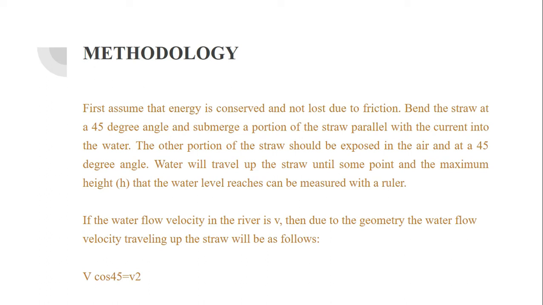Water will travel up the straw until some point, and the maximum height that the water level reaches can be measured with a ruler. If the water flow velocity in the river is v, then due to the geometry, the water flow velocity traveling up the straw will be as follows: v cos 45 = v squared.